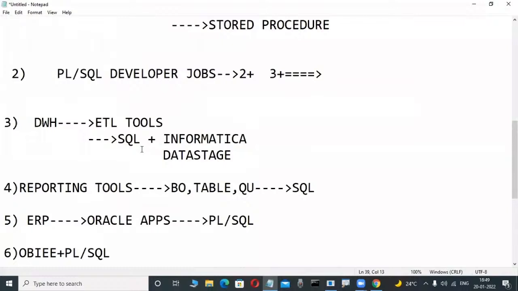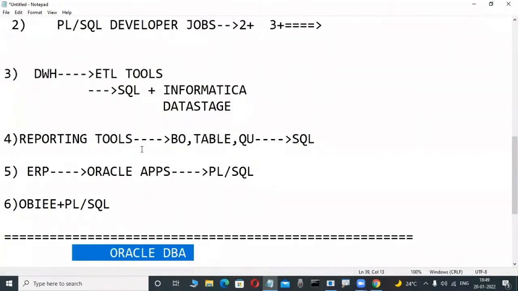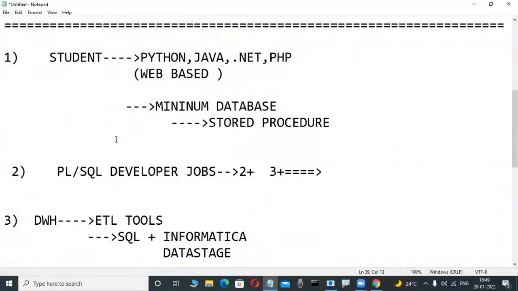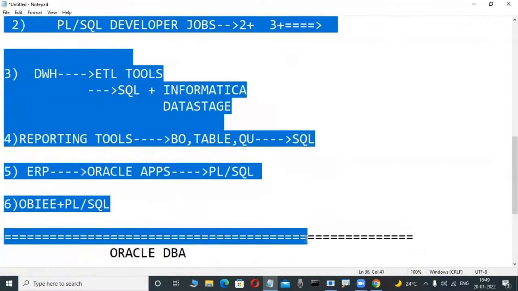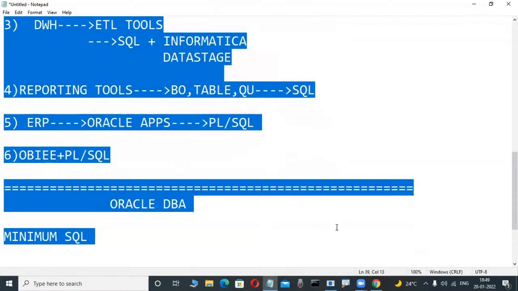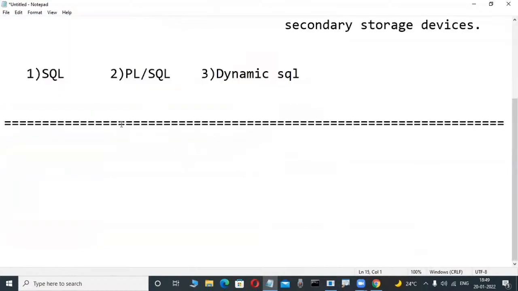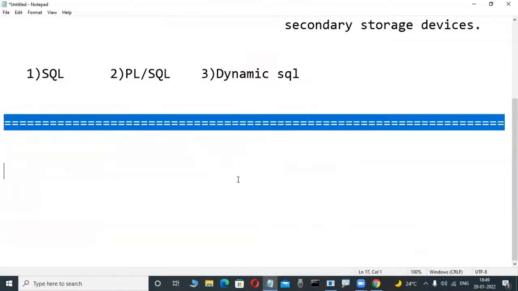And nowadays Hadoop programmers, data science programmers, all of these need minimum basic knowledge of SQL. Somewhere PL/SQL, somewhere SQL only. That's why they learn these types of courses, and we apply for different types of jobs also.